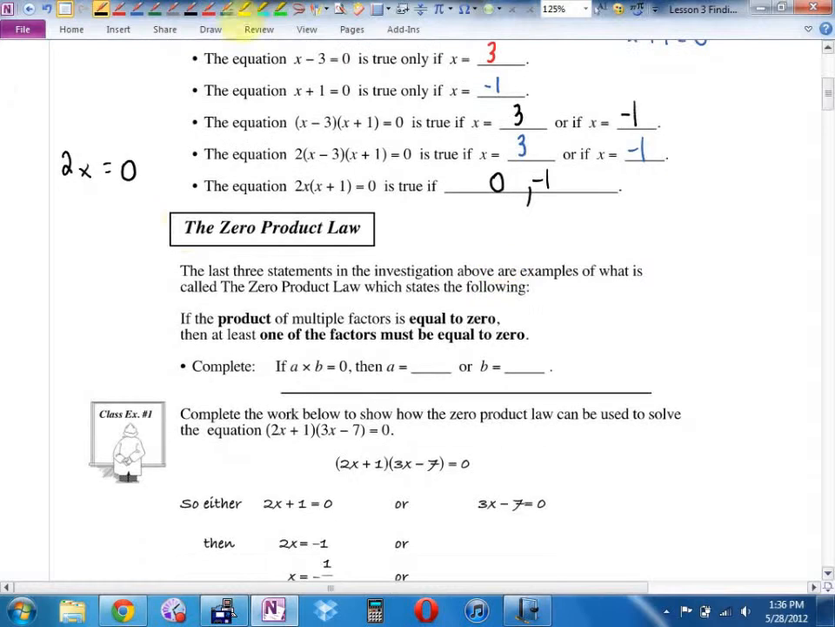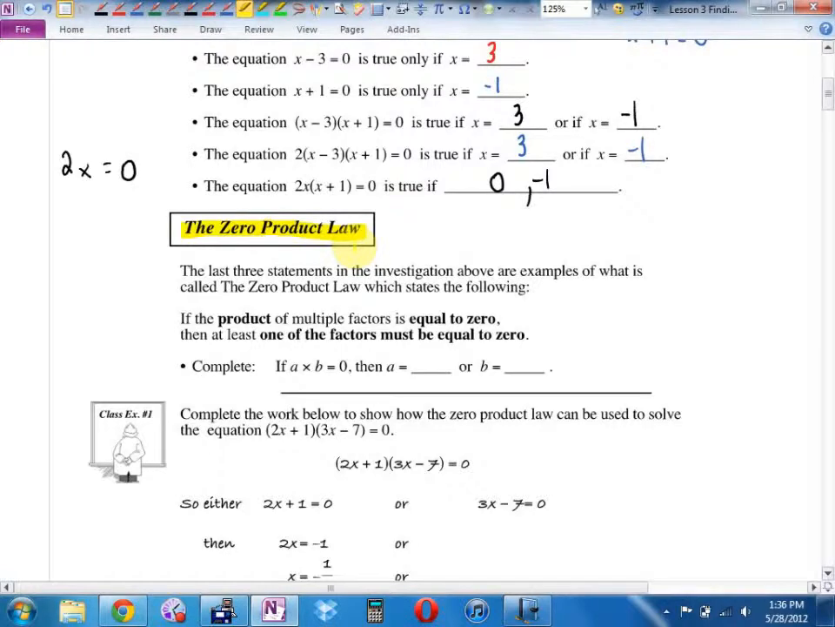We call this the zero product law, or the zero principle. It says, look, if you can write an equation as something times something times something times something times something, and they all equal 0, you know that each little individual something must have worked out to a 0 on its own for that to be true.